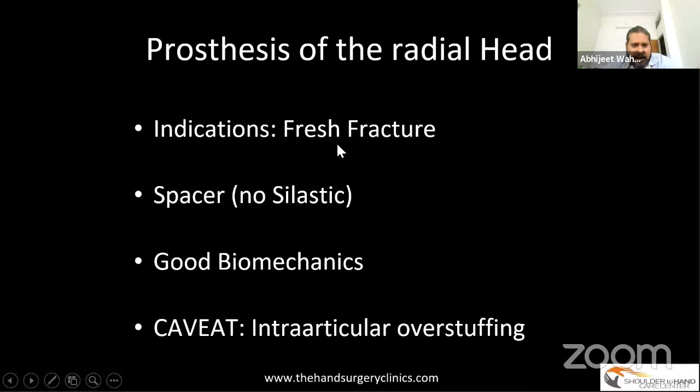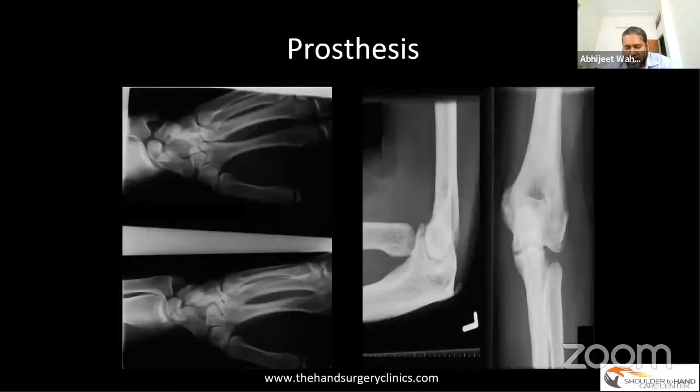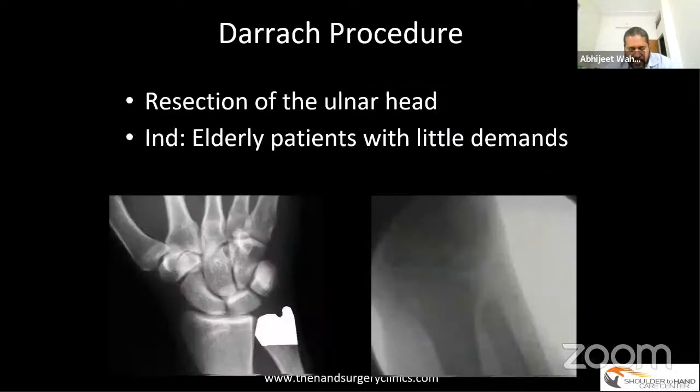Prosthesis for the radial head again is indicated in fresh fractures. It basically acts as a spacer, but we should not use the silastic implants. The biomechanics have now become more reliable, and the caveat is intra-articular overstuffing, or for that matter, understuffing. So again, case in point, the radial head prosthesis is an option when you want to consider treating these in the acute stage.